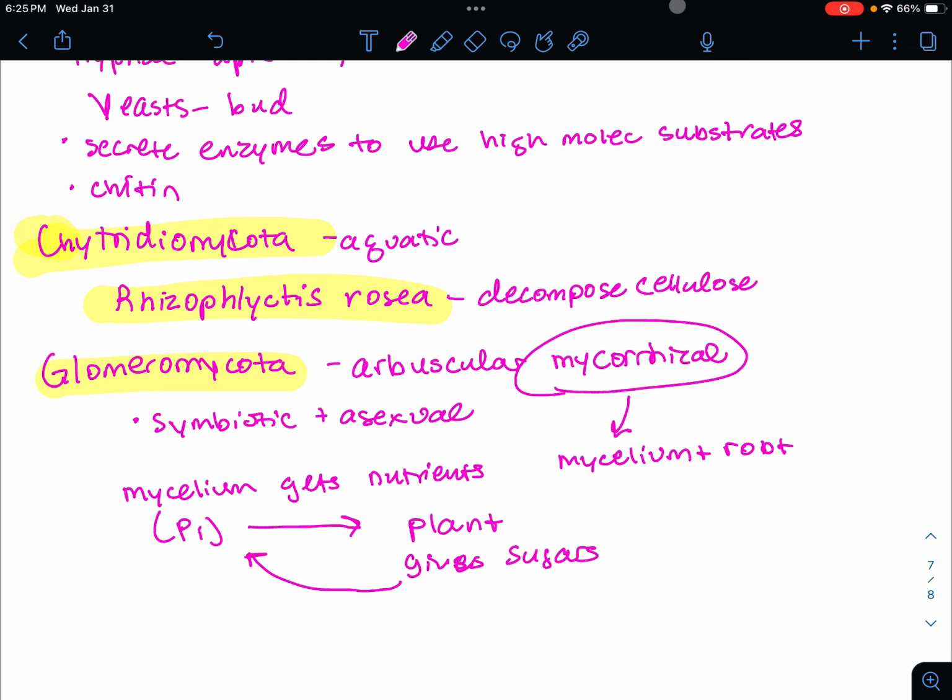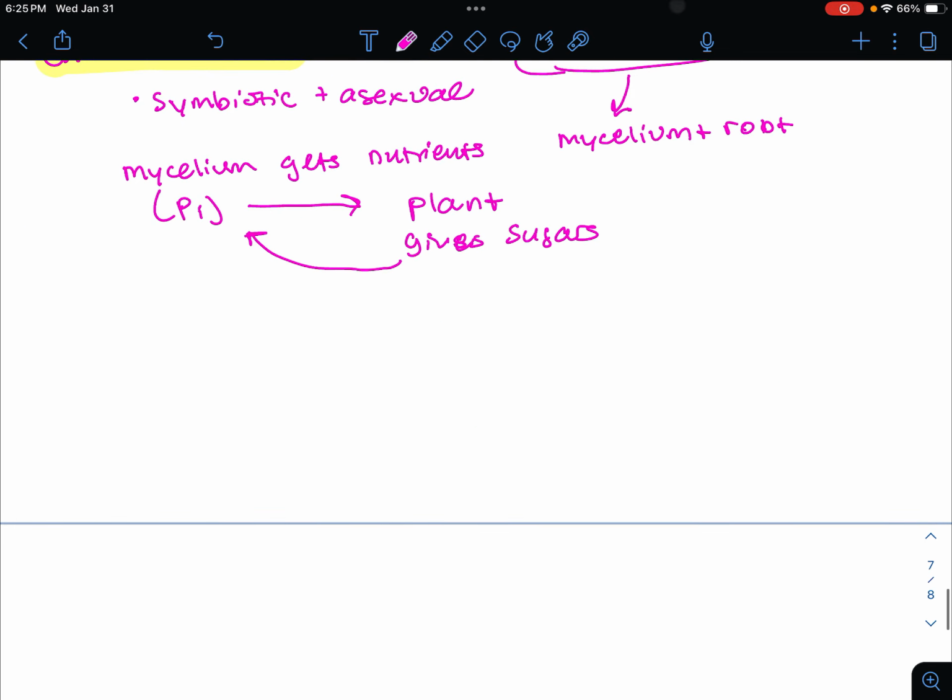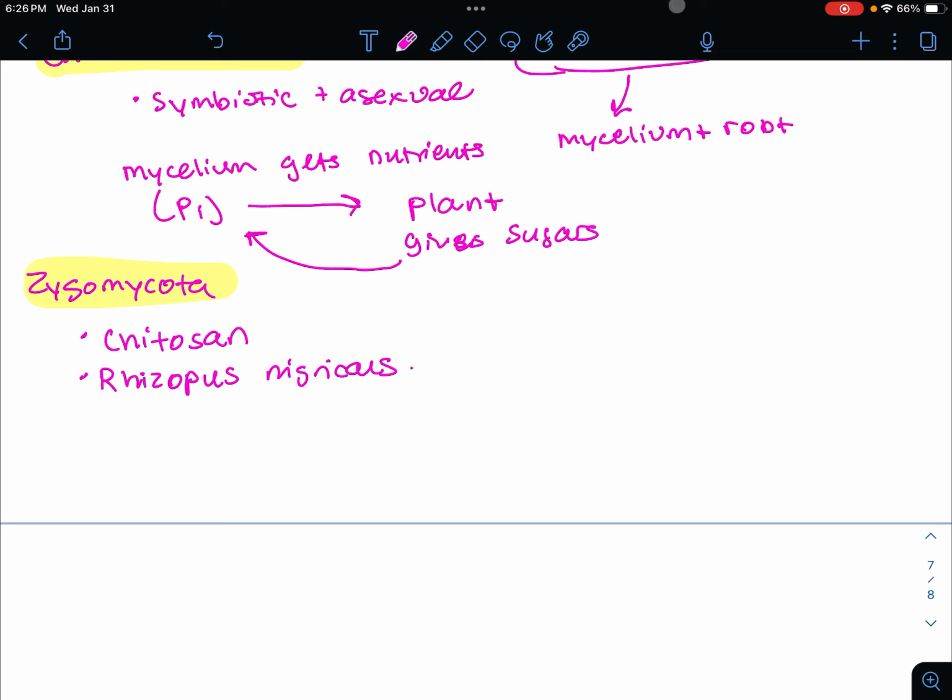We still have a few more types of fungi. We have Zygomycota. These are going to have chitosan in their cell wall. We're going to have the saprophytes Mucor and Rhizopus. Rhizopus nigricans will be used for citric acid. We were just talking about that actually earlier, in the earlier video.